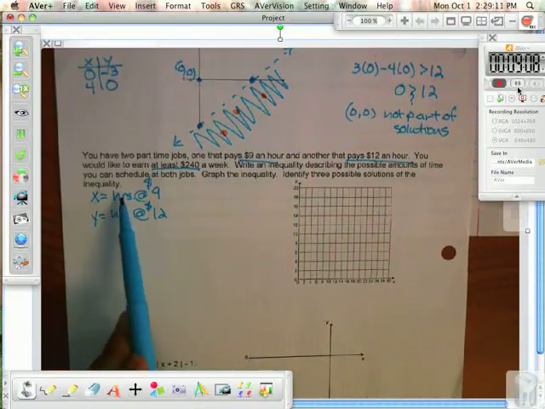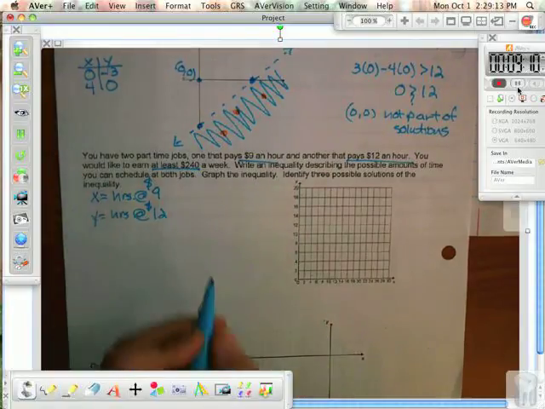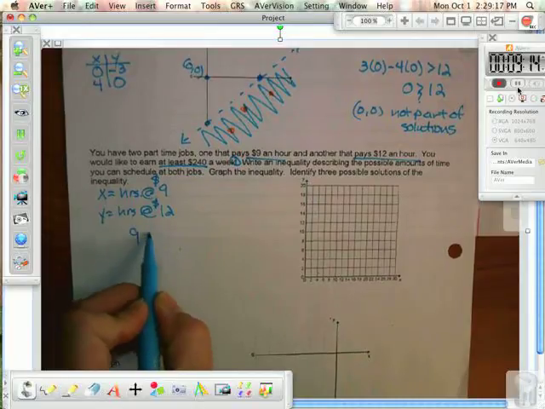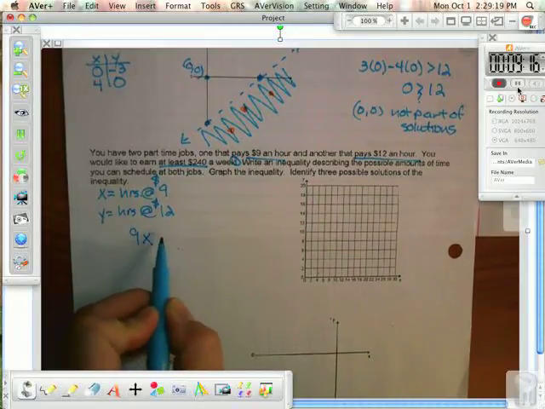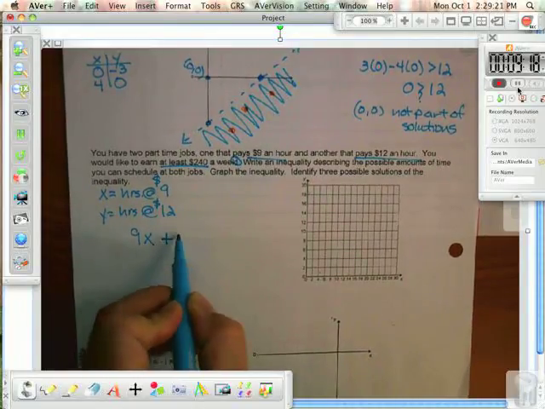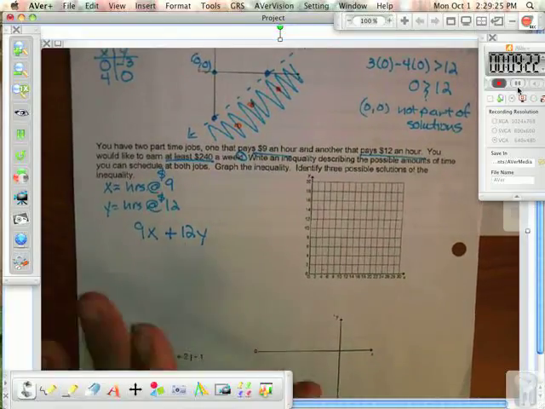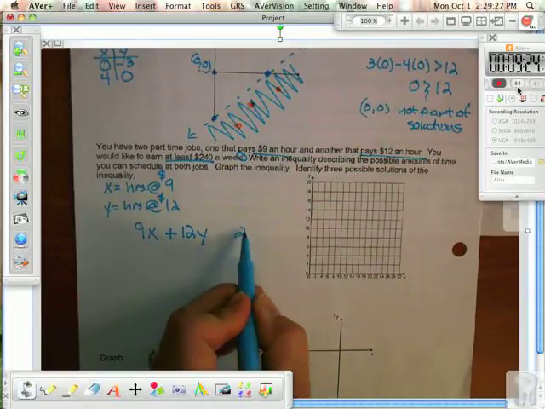Okay, well, let's start with write the inequality. If I work a certain number of hours at $9 an hour, and I work a certain number of hours at $12 an hour, I'm not putting anything in between here, but I know that I need 240. Then I decide what goes here.